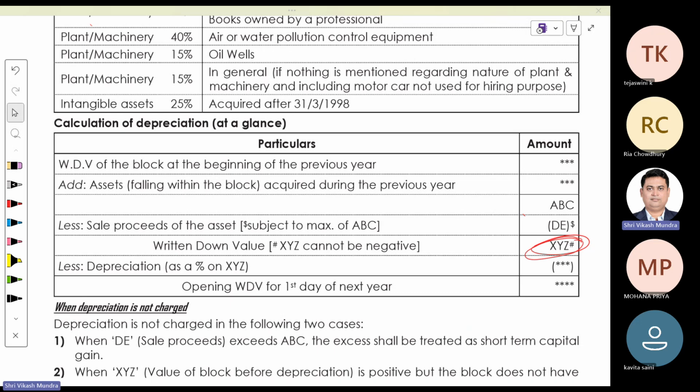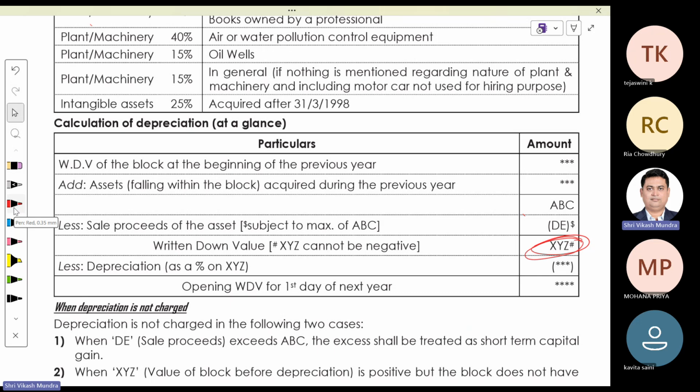Now, one rider is there which we are required to understand. Till now, we discussed that the date of acquisition or date of sale of the asset are irrelevant for the purpose of calculating depreciation under income tax law. Even though furniture Z was acquired by us on 1st July 2023, still we charge depreciation for the entire year.